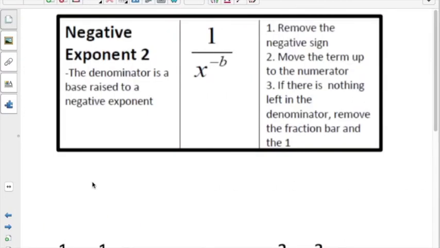Our next rule is negative exponent rule number 2. This is when the denominator is a base raised to a negative exponent. And this works for any terms in the denominator that have a negative exponent.